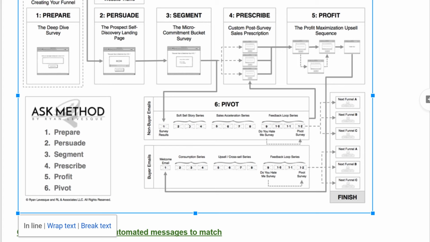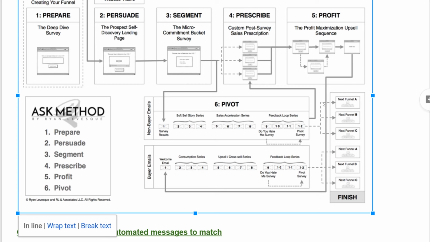Once we build this pivot series out for each one, every time they get to the end of a pivot series, whether they are a non-buyer or a buyer, it's going to ask them to continue to fine-tune their segmentation, and it'll just send them into another one of the segments where they can be offered the same process and buy a different product based on the new problems or the actual problems that they're having.